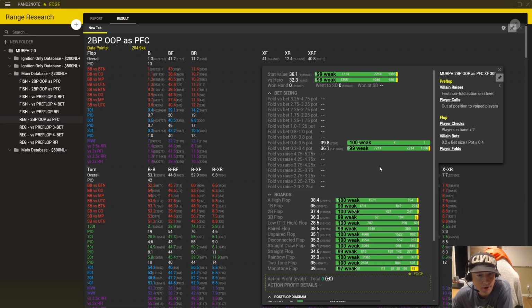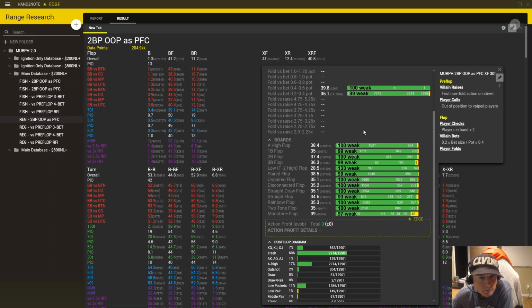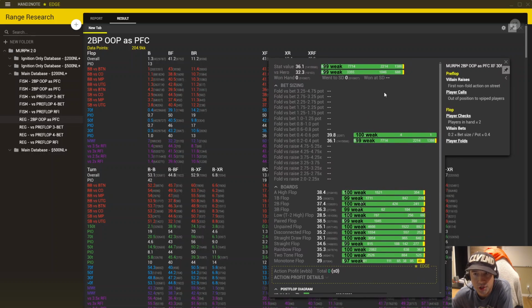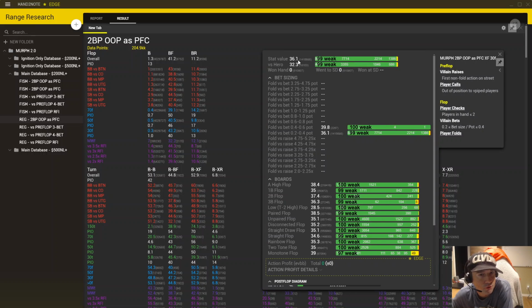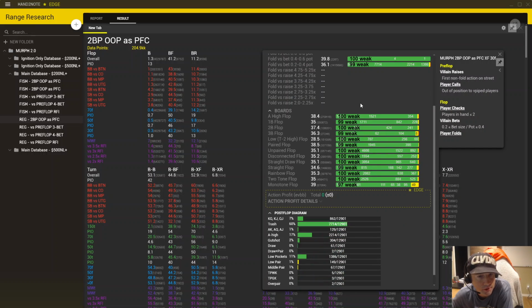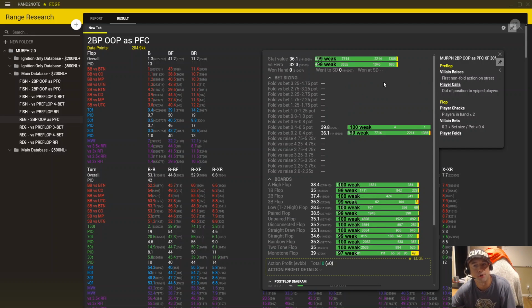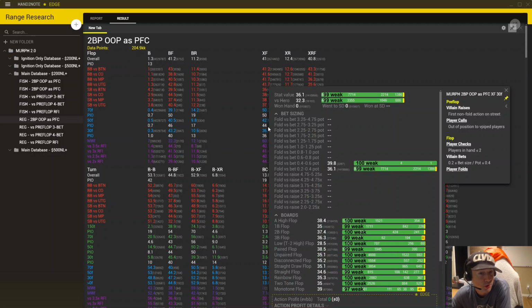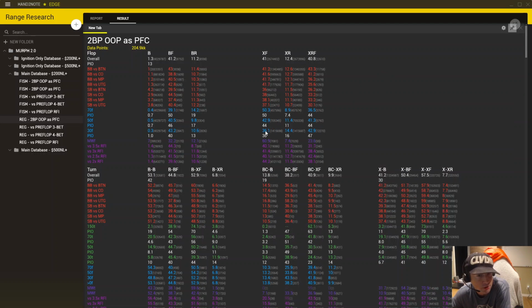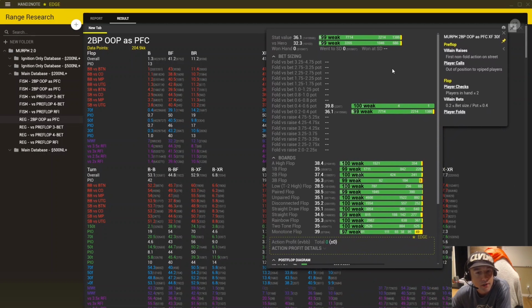Let's see here. Okay, so against the small c-bet on that board, the average fold is 36.1%, and then some deviation. 36.1 is what the pool is doing, and 36 is what Pio tells us is the correct frequency.